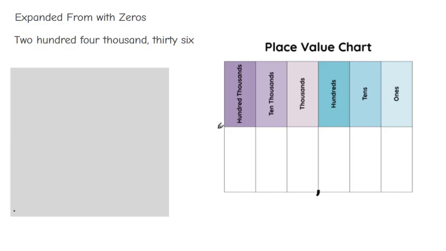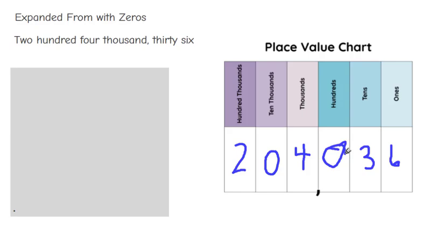I know I have 204,000, right? Where that comma is. What I put here, there's nothing in the 10,000s place, is there? So we're going to put a 0. 204,000. Well, then I'm going to write the number 36. Look at that. I don't have any hundreds either. So I'm going to put a 0 there. So that's what this number looks like.